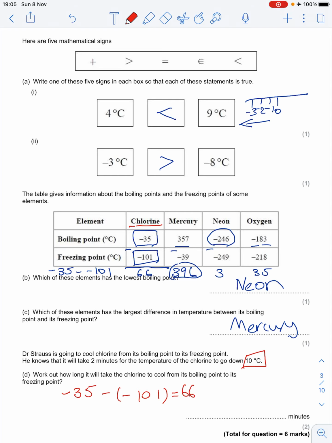We know that every 2 minutes, it cools down 10 degrees. So in 1 minute, it will cool down 5 degrees Celsius. We want to know how many minutes it will take to cool down 66, so we do 66 divided by 5. We have 13.2 minutes.